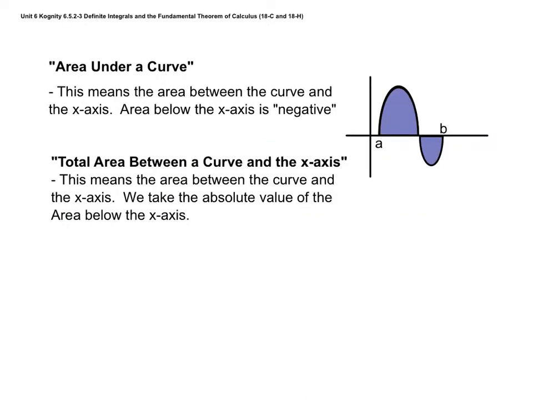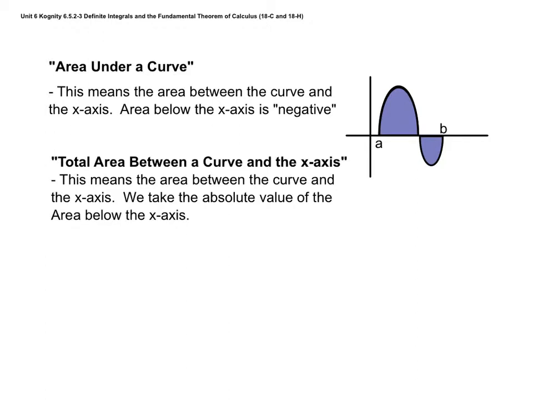The area under a curve. What exactly do we mean? This word under is a little bit deceiving, okay? Because clearly, if our function went below the x-axis, under that would be infinity, okay? So when we say the area under the curve, we're talking about the area between the function and the x-axis, okay? It's between the function and the x-axis.